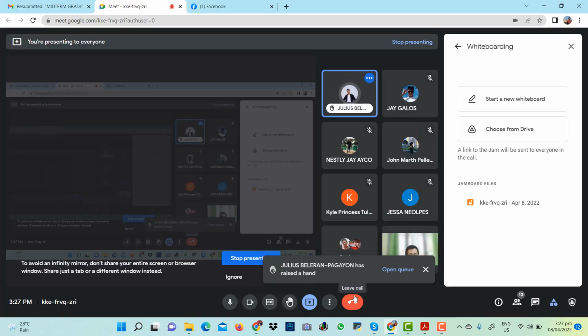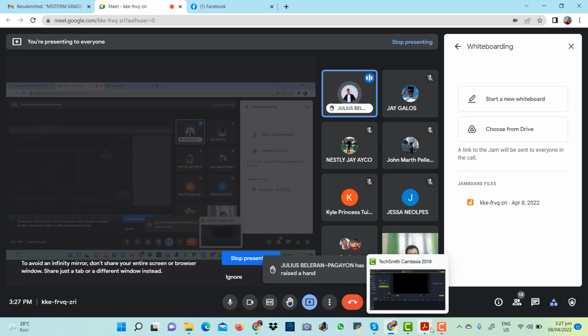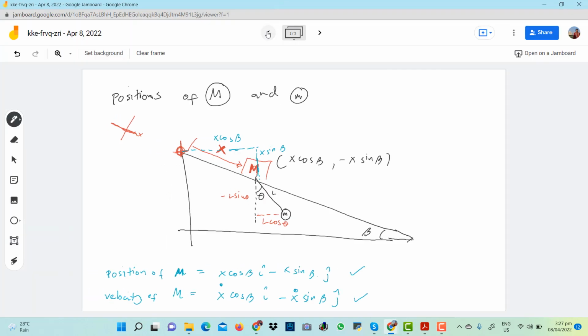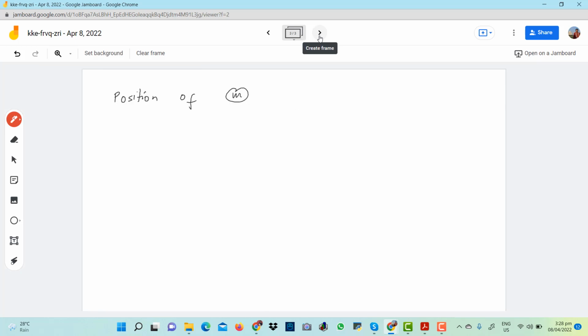Sir, why is it cosine for y, for the small m? Sorry, negative, cosine theta. This is sine theta, sorry. Thank you, Julius. This is cosine, this is sine. It reversed, because your theta is in the vertical position. So this is L cosine of theta, and then L sine of theta. Thank you, Julius. That will be the position of m.